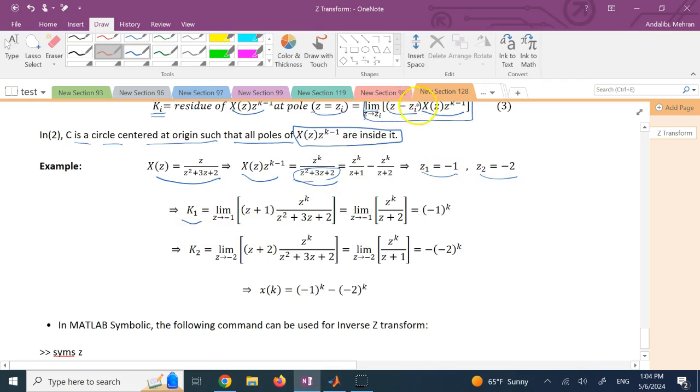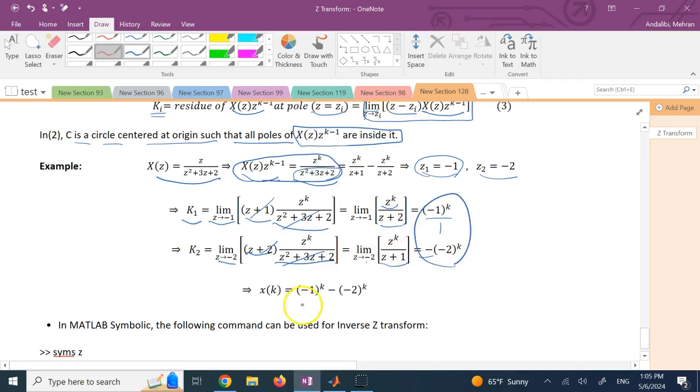So now k1 is going to be the limit of z minus zi, in this case z minus minus 1, so it's going to be z plus 1, times this function as z goes to -1. If you simplify, you get z over z plus 2, z to the k; z goes to -1, you get -1 to the k, and here -1 plus 2 becomes 1. And k2 is the similar thing, but z plus 2 is multiplied by the whole thing, limit as z goes to -2, so that will be simplified. Here you get z over z plus 1, as z goes to -2, it's going to be -2 to the k, and then -2 plus 1 becomes -1.